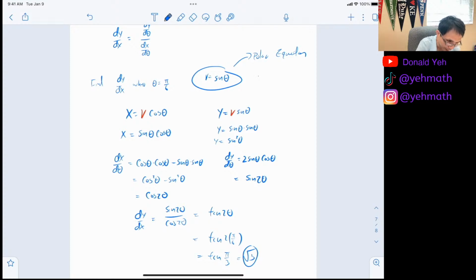Now, what is r equal to sine of pi over 6? Half, right? So at the point half, comma, pi over 6, my dy dx looks like this. You can actually convert this to rectangular form. What's the thing for r comma theta?